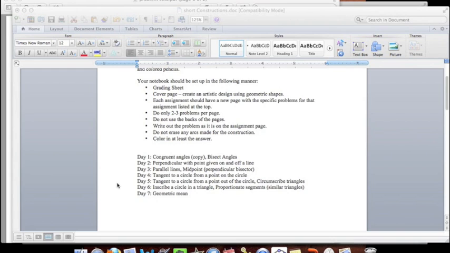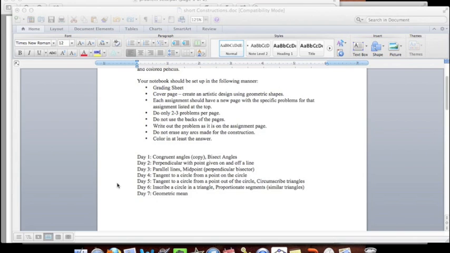Can you go front and back on a page? No. So the next thing is don't use the backs of the pages. The reason why we're not going to use the backs of the pages is a compass can often make a mark through a paper. And so if we're doing something on the front and the back, that can interfere with it. And also the other reason is that you're going to be coloring at least your answer in. And if we color on the front and back of the page, that can start to look a little bit sloppy and distracting as well. So just do your problems on the front of the pages.